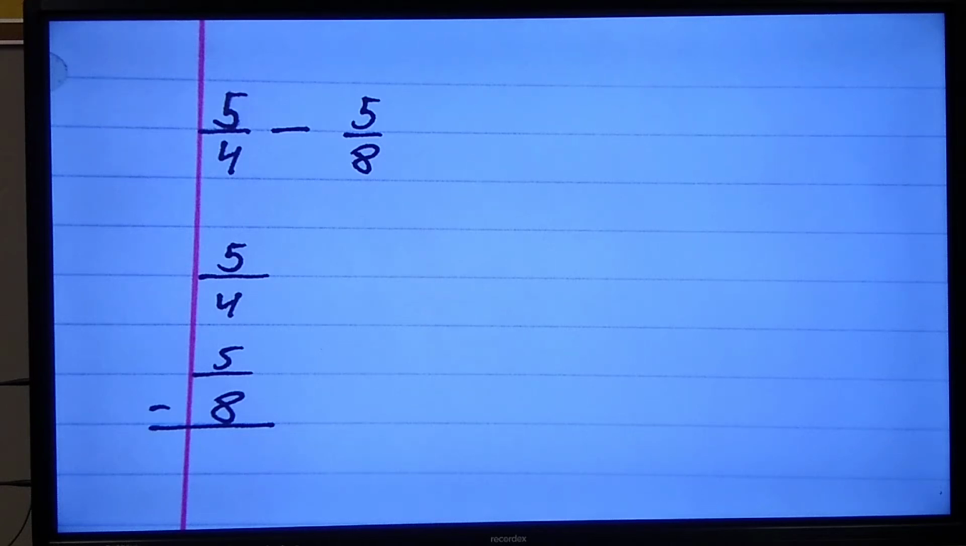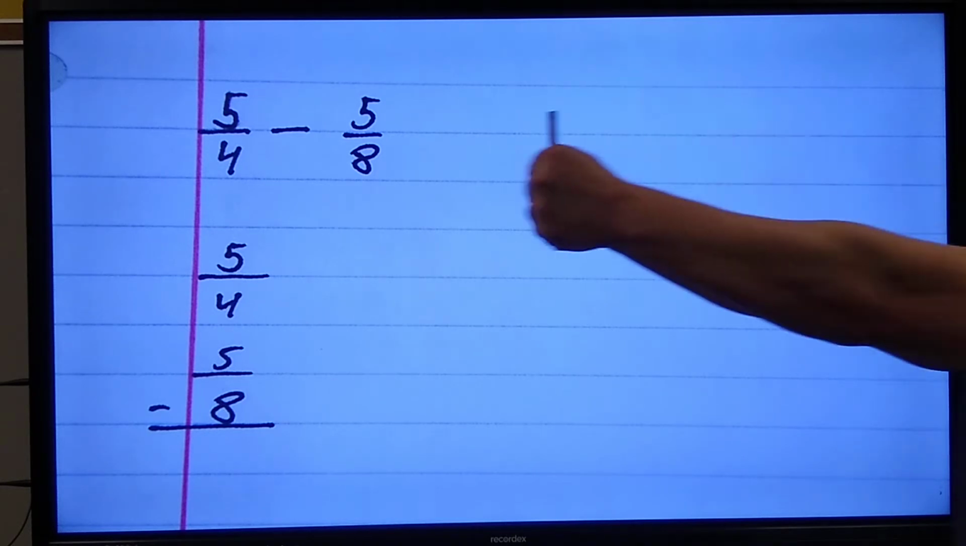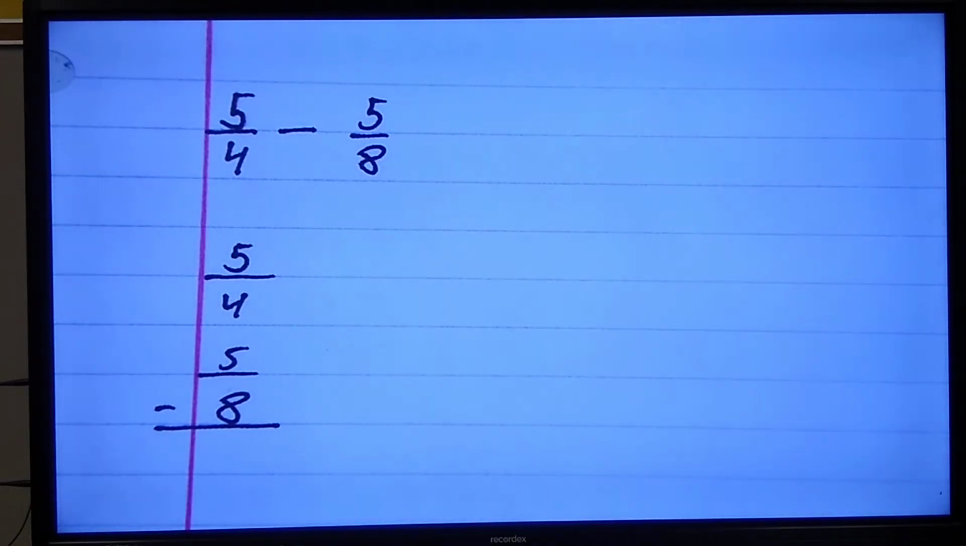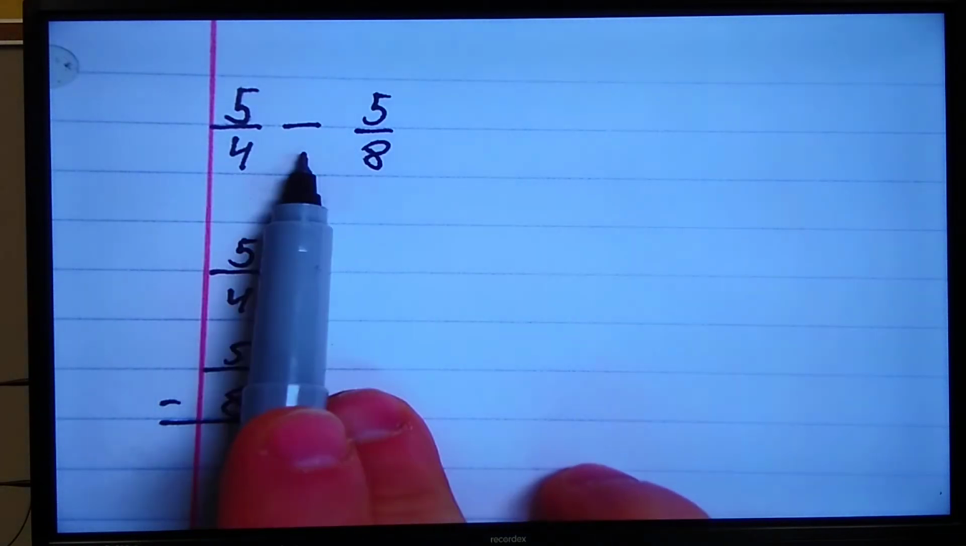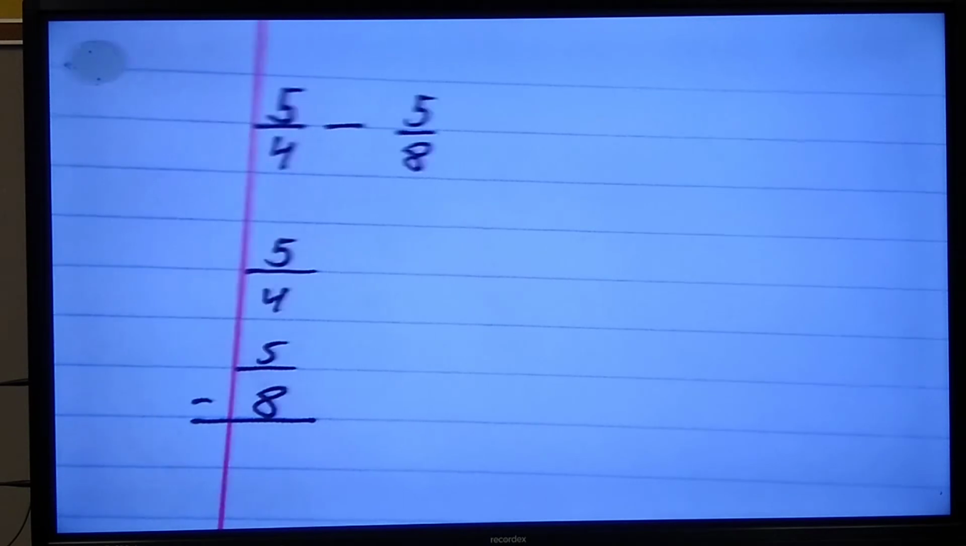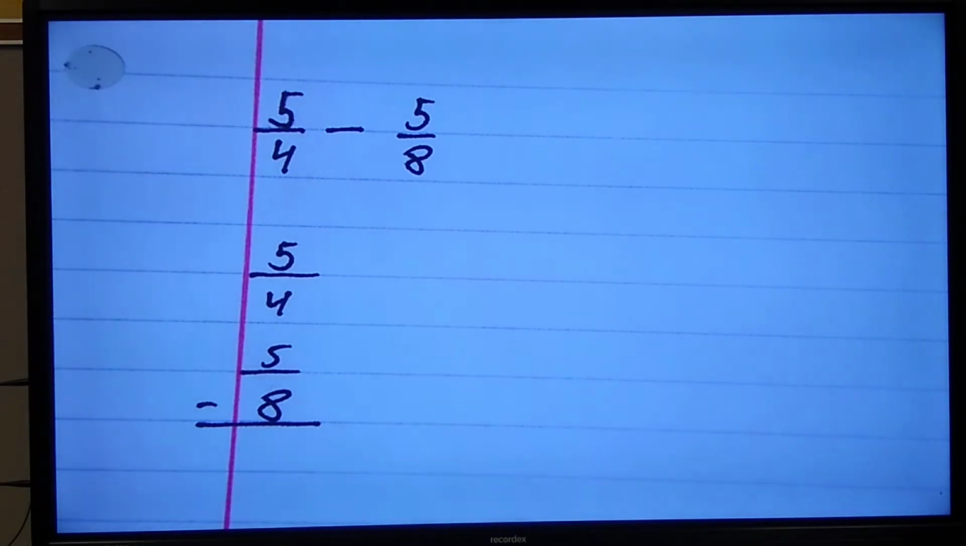Little fifth graders, we will now work on the beautiful type of math called subtraction of fractions. Now, this one we're going to do together. So you have 5/4 minus 5/8. So let's zoom in here on this problem.